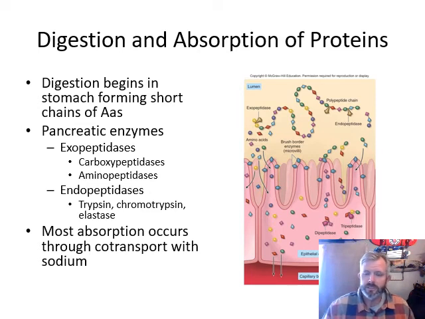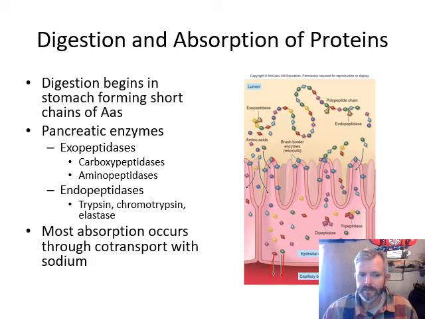And similar to what we saw with the glucose and galactose, it'll typically move down using a co-transporter with sodium to move across the membrane here. But you also see that even the dipeptides and tripeptides that move into the cell will be further broken down into individual amino acids before they are absorbed into the bloodstream.